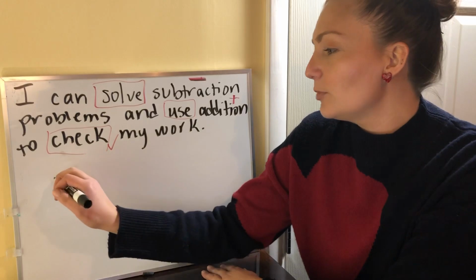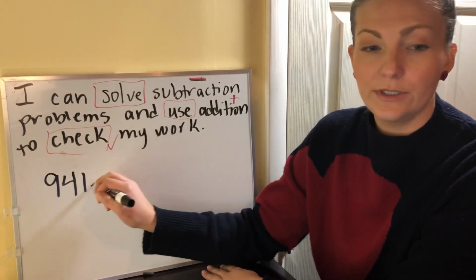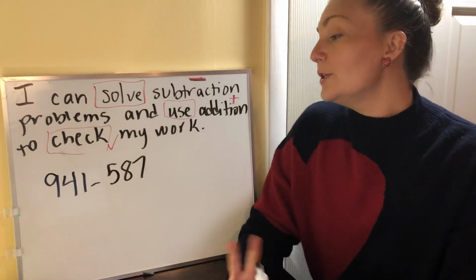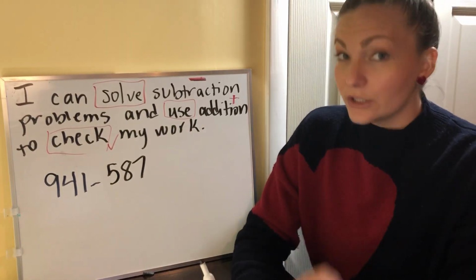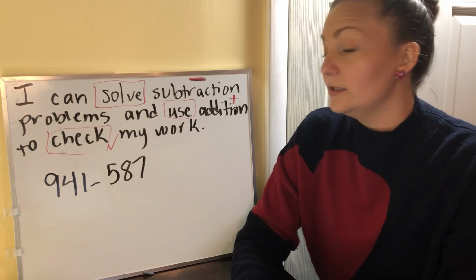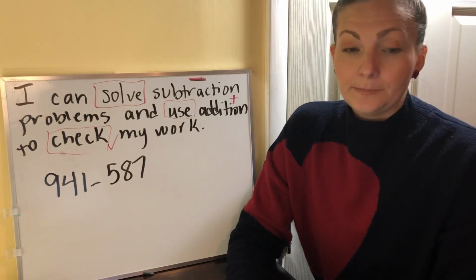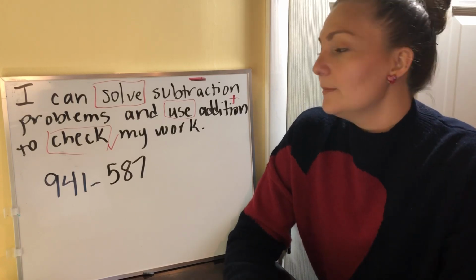So here's our next problem. 941, take away 587. Before we do anything, we're going to just look at the two numbers and see what do we notice about these numbers. What do we see? What do we think? So I'll give you a minute to think about it, and I'm going to think too.